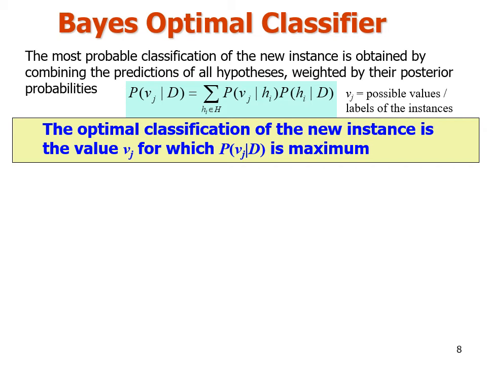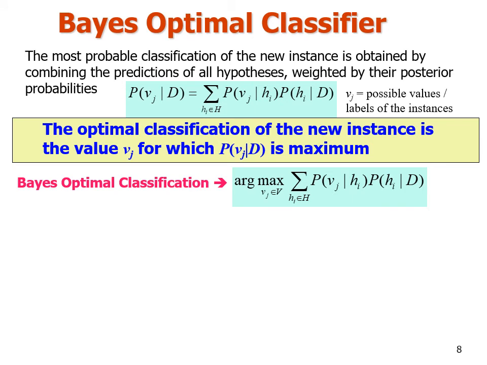So, Bayes optimal classification is given as argmax over Vj that belongs to capital V, which is the set of all labels, over summation Hi that belongs to capital H, probability of Vj given Hi into probability of Hi given D. Please look at this expression. This expression gives us the Bayes optimal classifier.